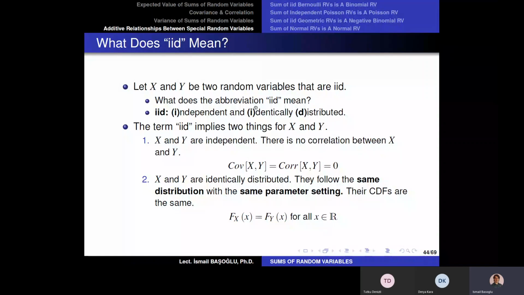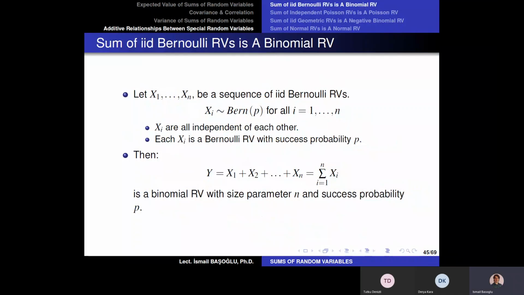But in most probability and statistics books, the text uses this abbreviation. Independent and identically distributed is called IID. Maybe we are going to use that abbreviation as well in the future part of our course. So at this point, it is important for you to learn about it. Now, let's just say we have a sequence of Bernoulli random variables, which are IID, which means all of these Bernoulli random variables are independent from each other, and each of them has the same success probability, P.